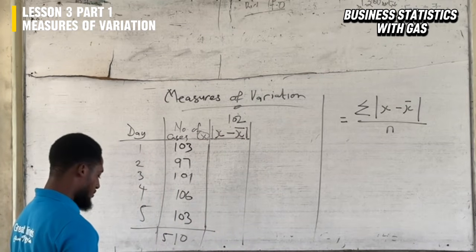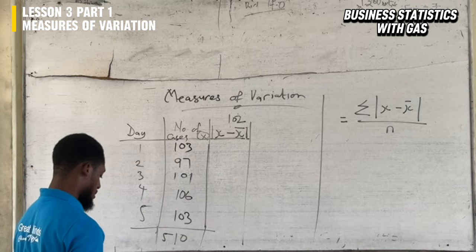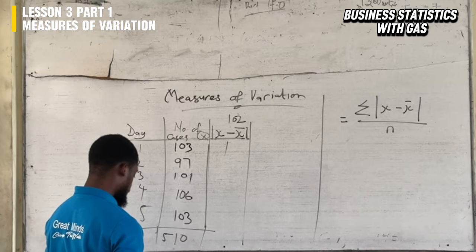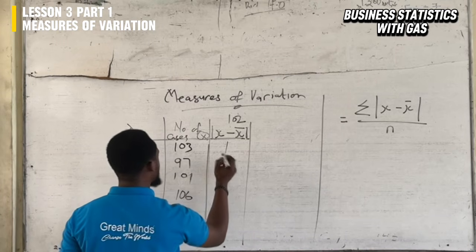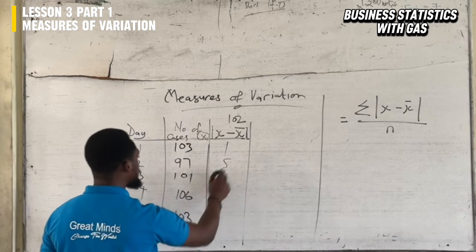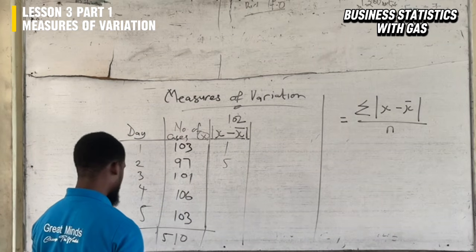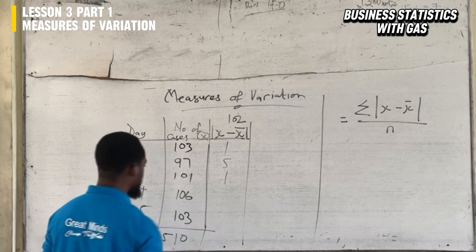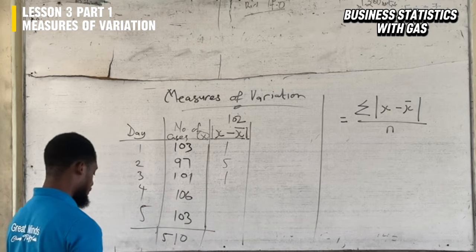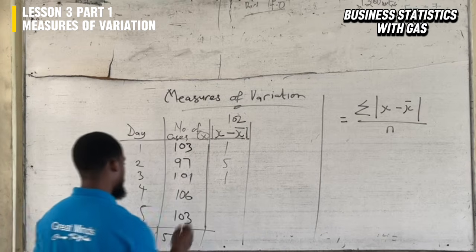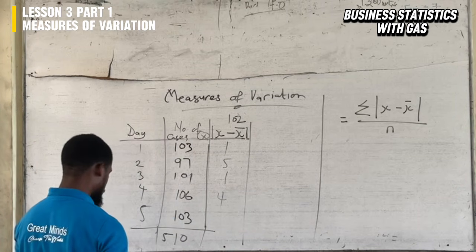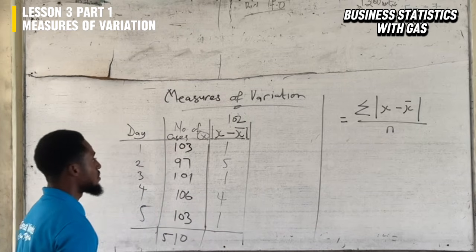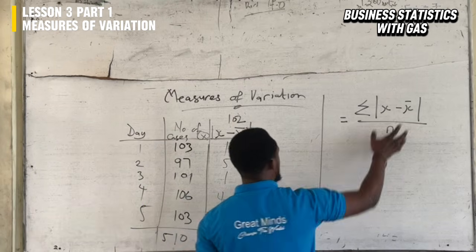When you subtract 102 from 103, you are getting 1. When you subtract 102 from 97, you are getting negative 5, so as a result of the absolute value, it will become positive 5. When you subtract 102 from 101, you are getting negative 1, but it will change to positive 1. When you subtract 102 from 106, it will become 4. And when you subtract 102 from 103, it becomes 1. So now we have this here.